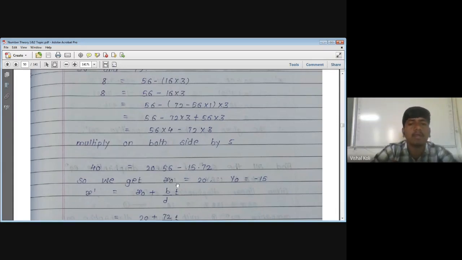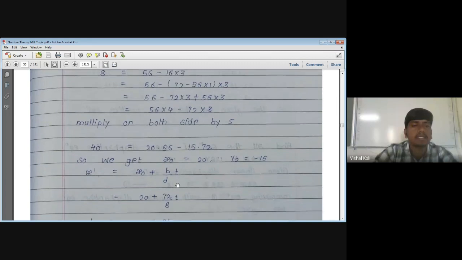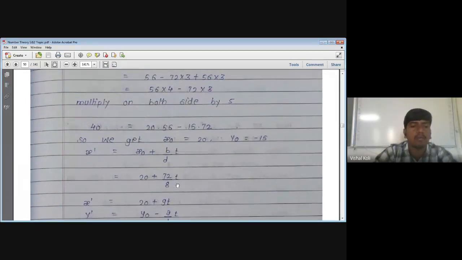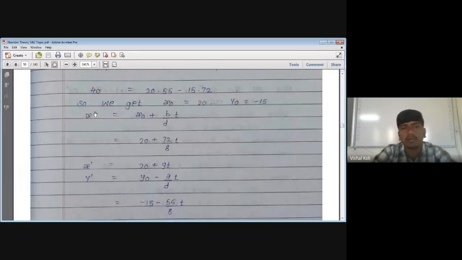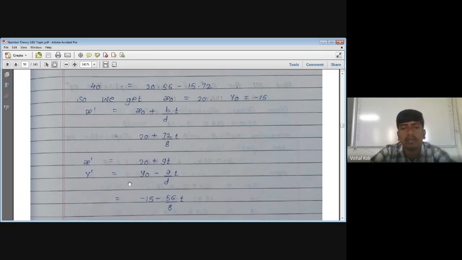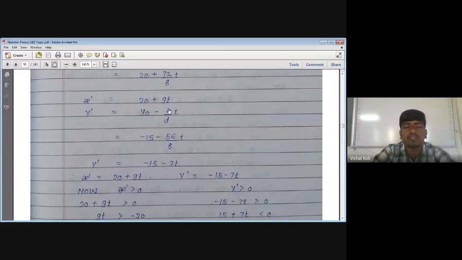Now we have to put this in x dash equal to x naught plus b upon d into t, and y dash is equal to y naught minus a upon d into t. Let us first find the value of x dash. X dash is equal to 20 plus b, which is 72, divided by d, the GCD, which is 8, into t. 20 plus 72 divided by 8, 9 into t. And similarly y dash is nothing but y naught, minus 15, minus a, which is 56, divided by the GCD of a and b, which is 8, into t: minus 15 minus 7t.